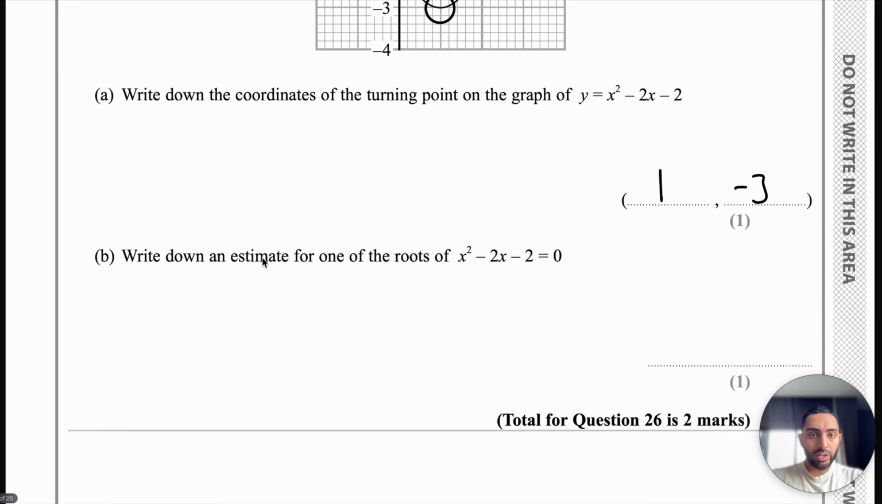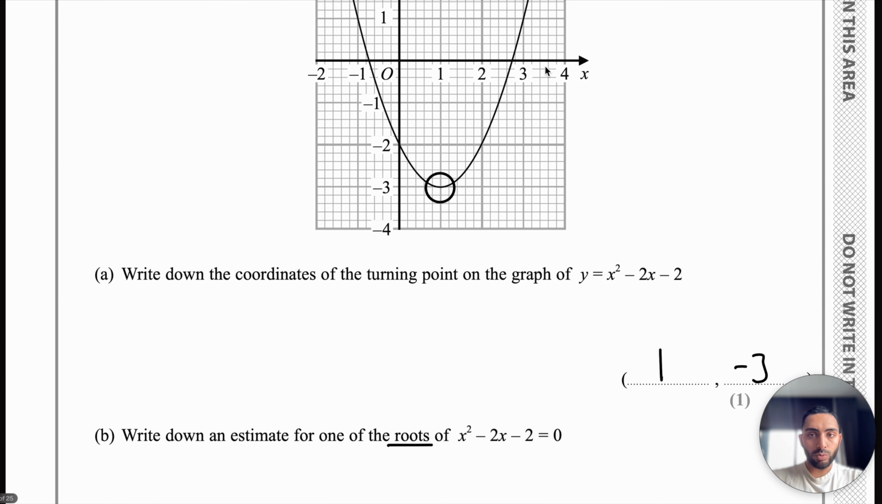Part B. Write down an estimate for one of the roots of x squared minus 2x minus 2 equals 0. The clue here is roots. There's 2 of them. There's multiple. So there's 2 places where it crosses the x-axis. That's the clue. I'm going to choose this one. You could choose either this one or this one. I'm going to choose the positive one just to avoid making mistakes.